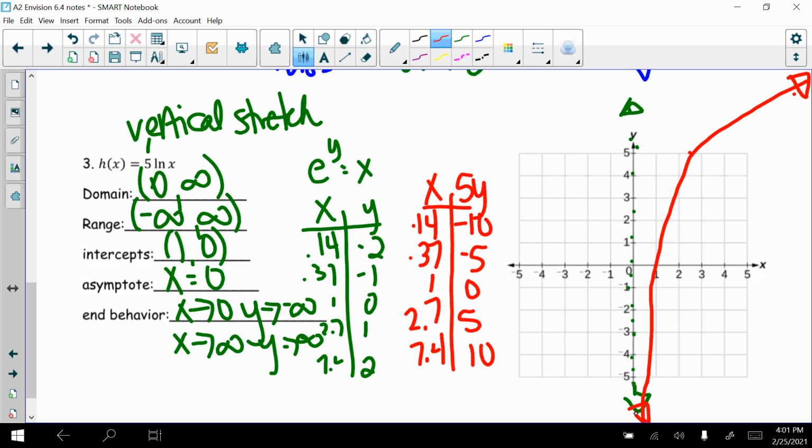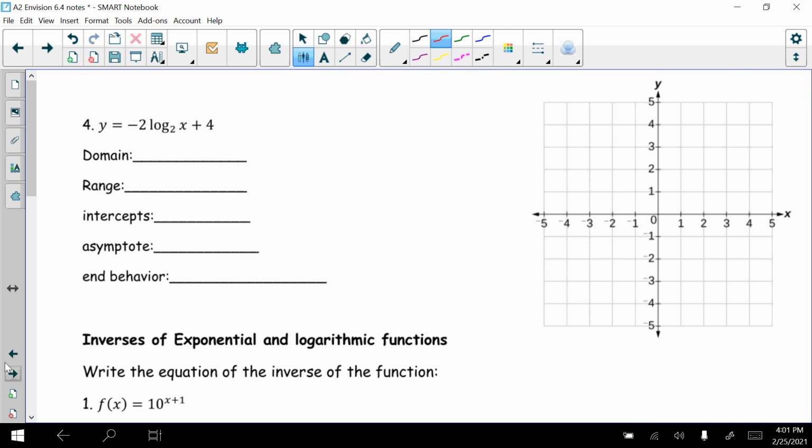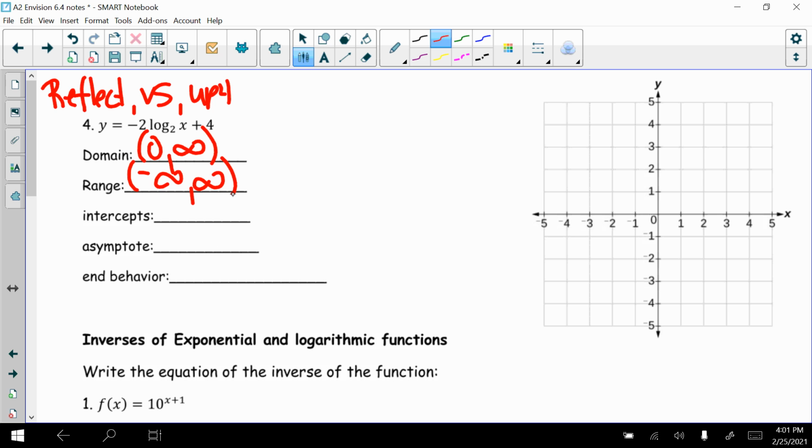We're going to look at one more of these today. So our last one we're going to look at today, y equals -2 log base 2 of x plus 4. So our transformations, we have a reflection, we have a vertical stretch, and up 4. My domain is still 0 to infinity. My range, -infinity to infinity. My intercept, we'll talk about that in a minute. My asymptote, still x equals 0.